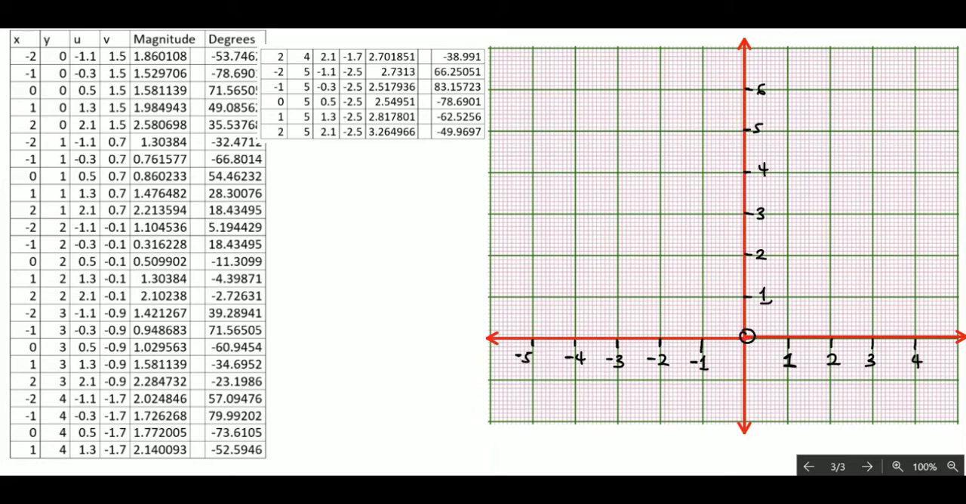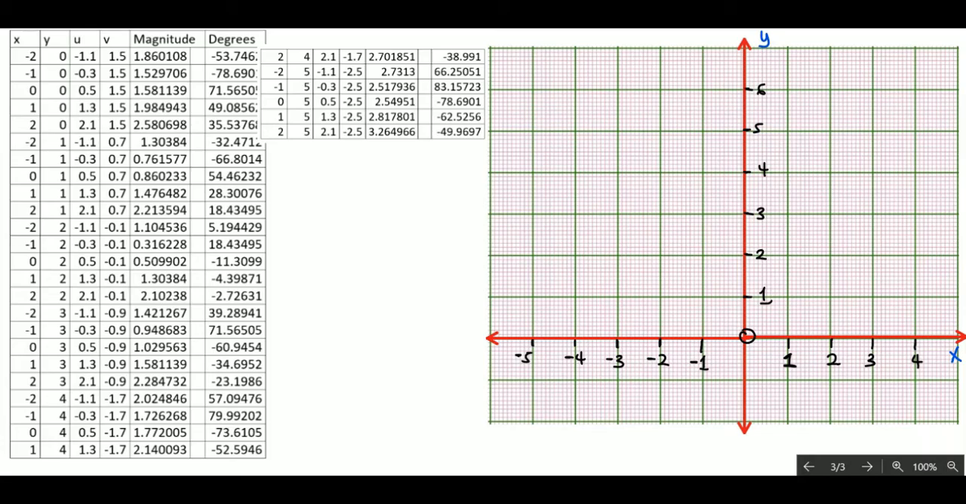To plot the flow field, you must get your graph sheet. I have mine here. Then you draw the x and then the y axis. This is the y axis and this is the x axis. You just have to draw the graph, and after doing that, the next thing you're going to do is plot the x and y points. Let's look at what I mean.